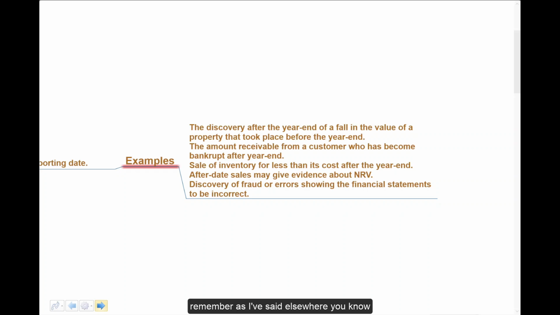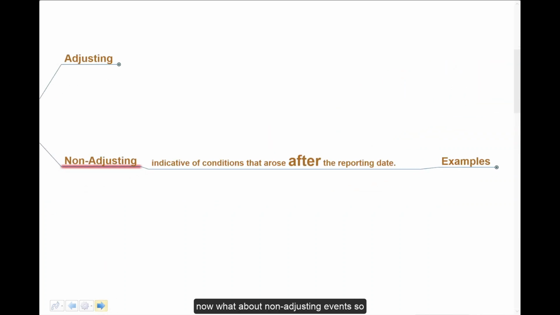Now remember, as I've said elsewhere, the proof is in the pudding. We can look at the theory, but let's look at the questions. That's how you're going to hone in on this and get quicker at getting these answers right. What about the flip side? What about non-adjusting events?